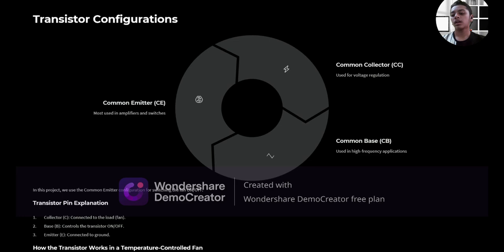Now we can see common emitter, common collector, and common base. These are the configurations of a transistor. First is common emitter. It is mostly used in amplifiers and switches. Second is common collector. It is used for voltage regulation. And third one is common base. It is used in high frequency applications. In this project, we use the common emitter configuration for switching. Transistor pin explanation: the collector is connected to the load, the fan, and the base controls the transistor on and off. The emitter is connected to the ground.